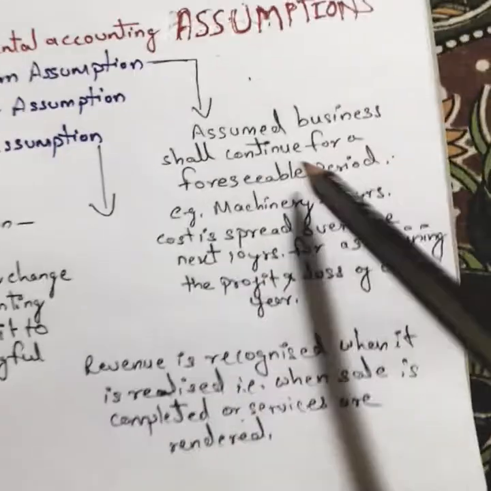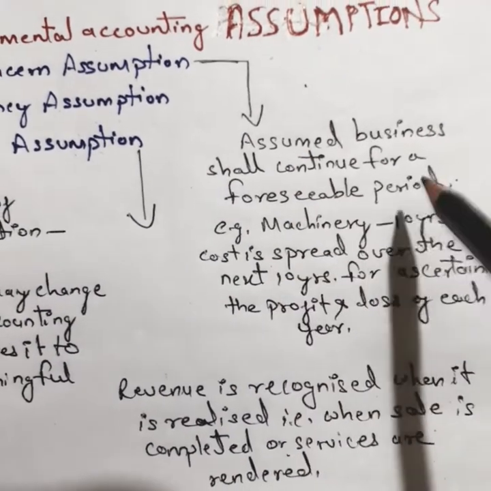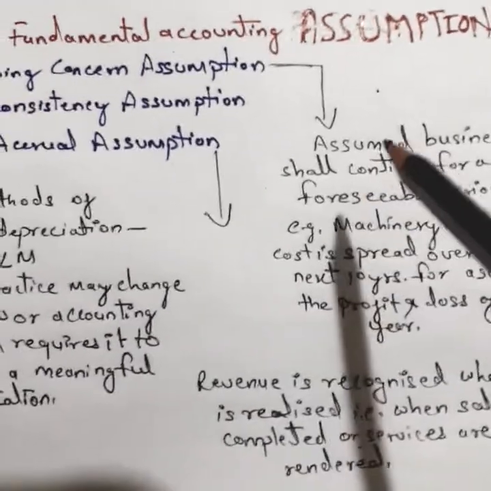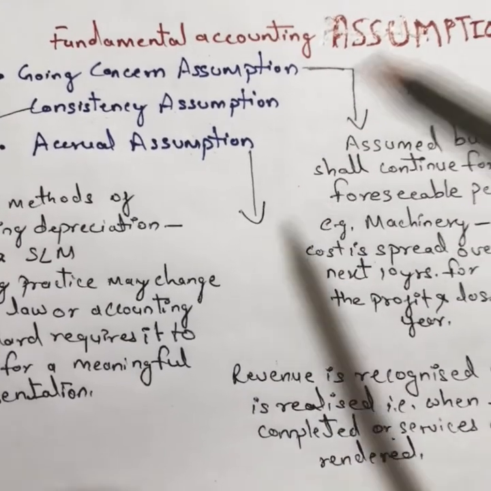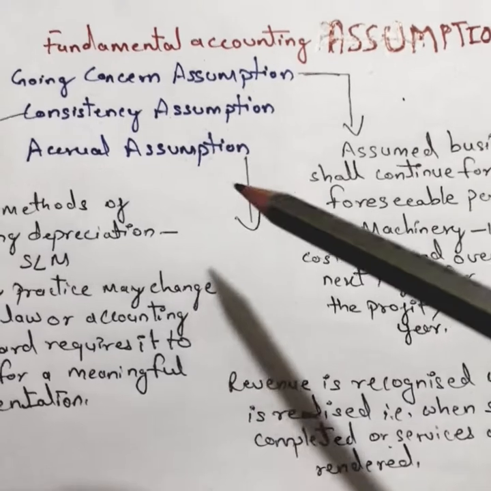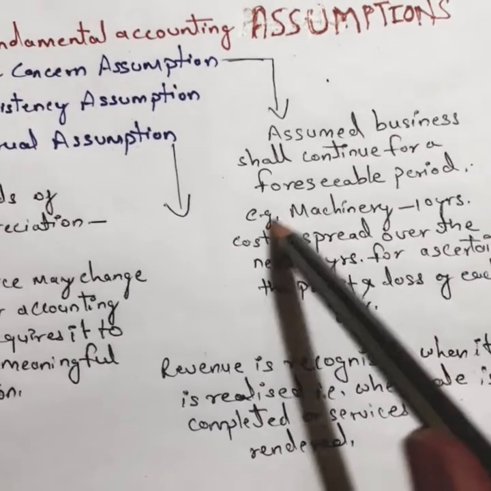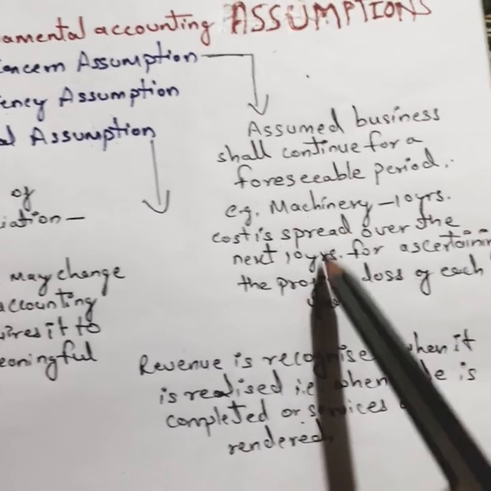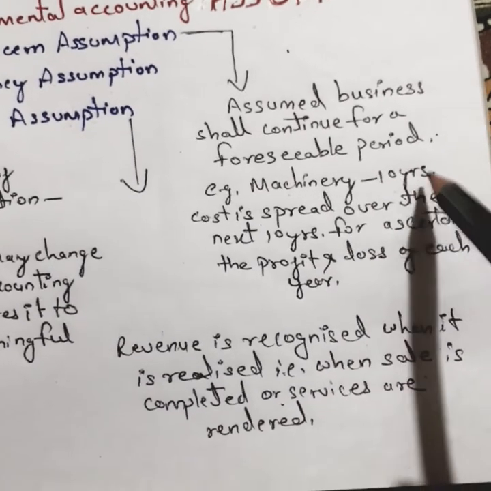The arrow goes here. It is assumed that the business shall continue for a foreseeable period. That simply means when you start a business and make a heavy investment in machinery or a building, wherever you open up to start a setup, it is assumed that the setup will go on for a good number of years. For example, you purchase a machinery for manufacturing purposes. So we assume that the life of the machinery may be 10 years or 15 years. It could run for 10 or 15 years.